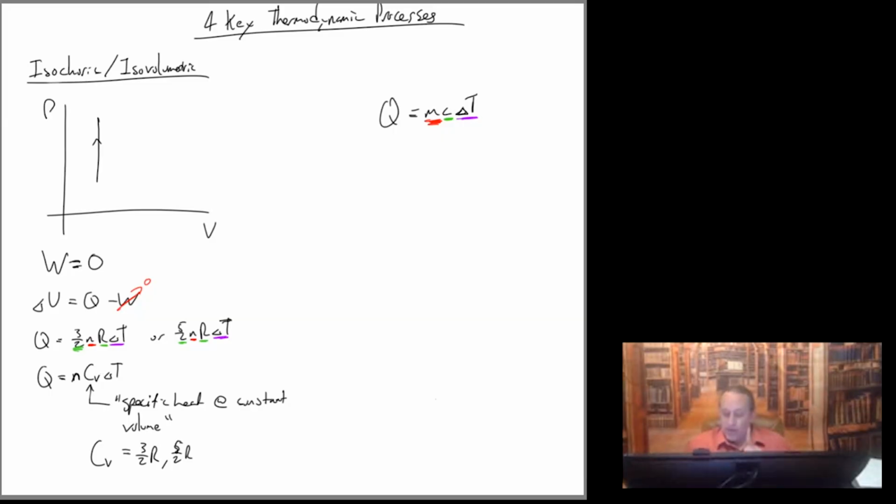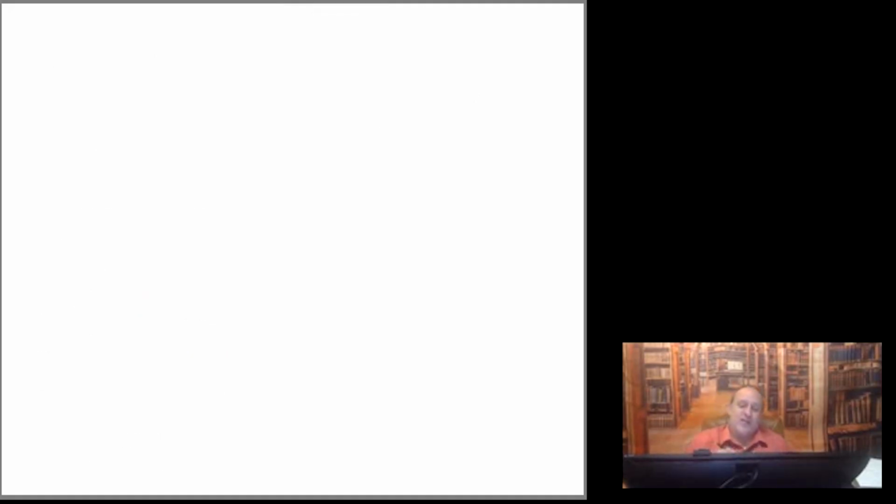Okay, so I don't want to show you the data quite yet. I want to show you the second process, and then I'm going to show you data for both of those processes at once. So my second process is called isobaric. Does anyone have an idea what isobaric might mean? Is it same pressure? Yeah, it is, right? It makes sense because barometer has that kind of bar in it. So this is a constant pressure process.